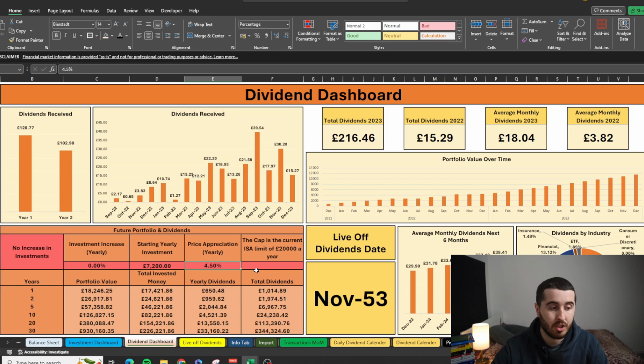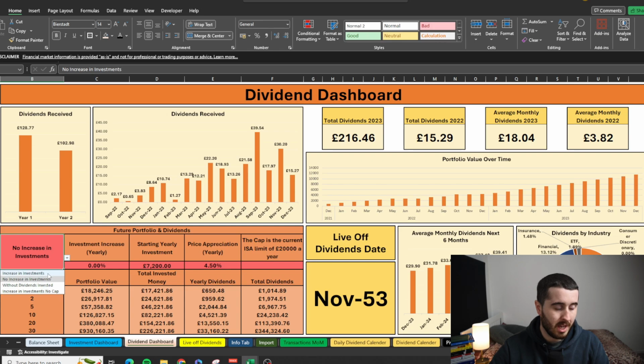And then your price appreciation. So this is sort of an estimate of what you think your yearly appreciation of your prices will be. So how much you think your stocks will increase every year. And also it's the same percentage as your dividend increase every year. It's very basic. It's not 100% perfect, but that's how it works. So for example, if I said I'm increasing my yearly investment, this is also an option.